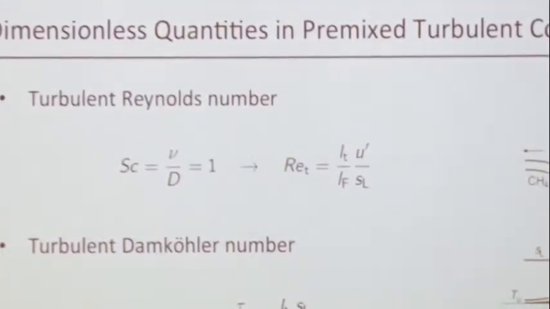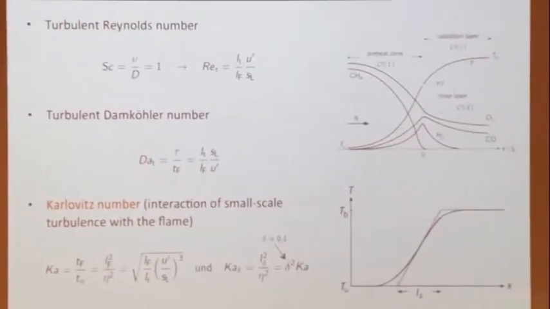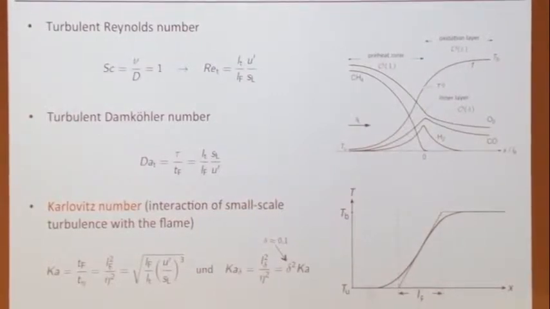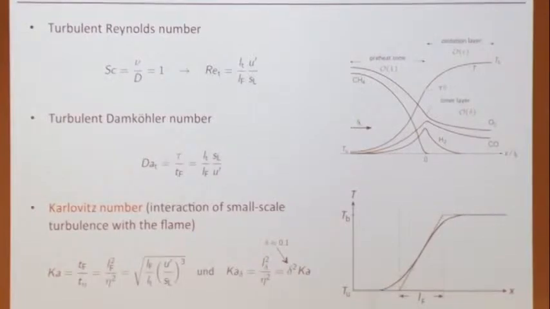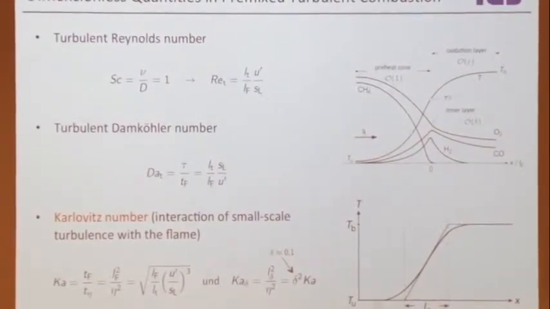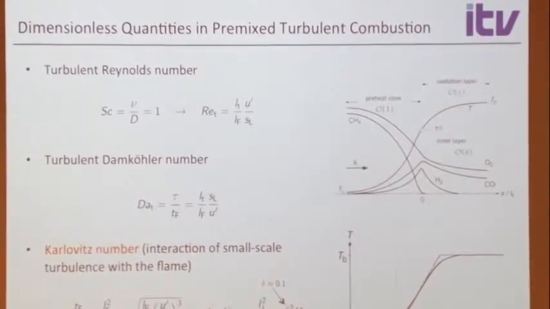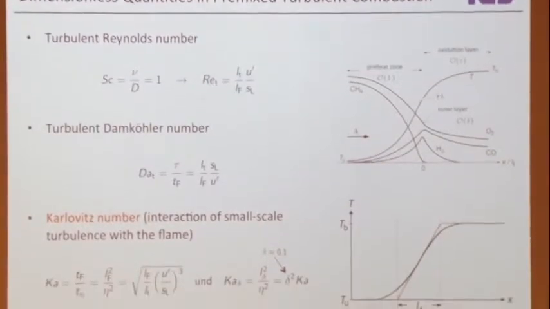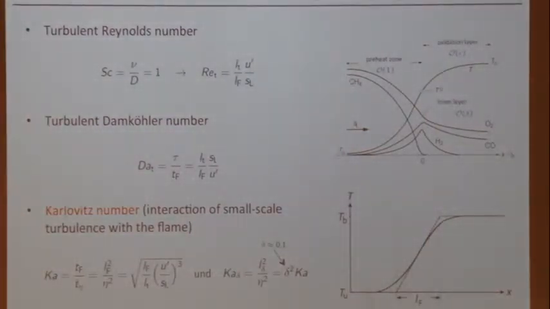That's interesting because now these are ratios. This is LT over LF, the ratio of the large scale of the turbulence divided by the flame thickness. And this is the ratio of the equivalent velocity scales: the velocity fluctuation, the velocity of the large eddies, divided by the laminar flame speed. So that's the Reynolds number. We can also define a Damköhler number. The Damköhler number is a flow time scale divided by a chemical time scale.